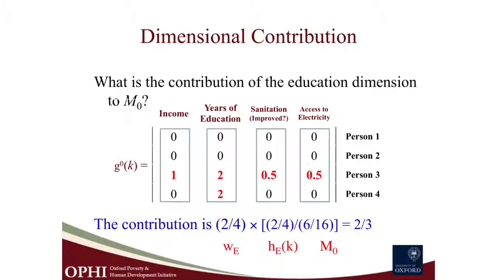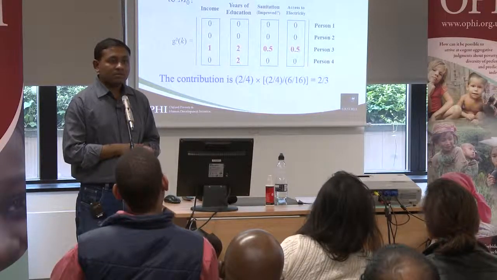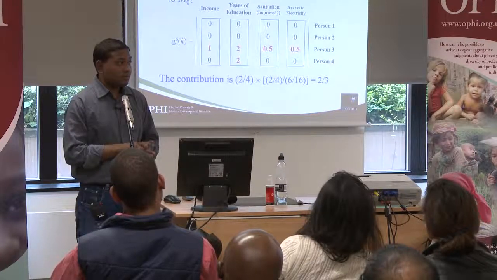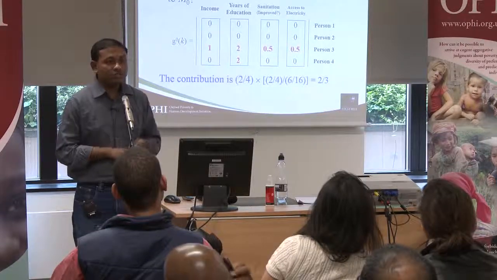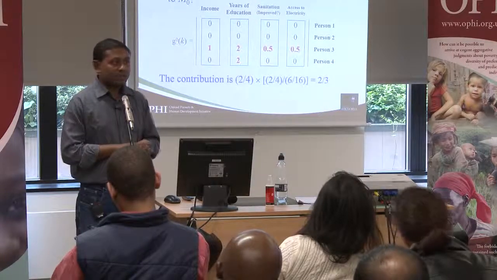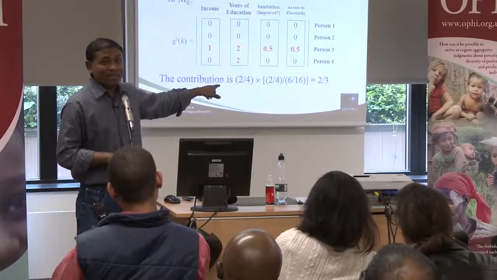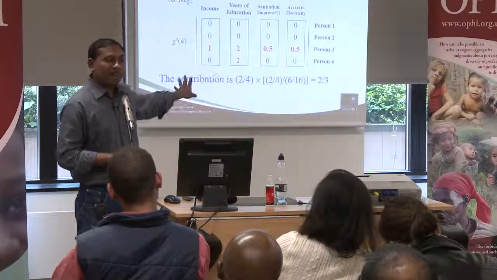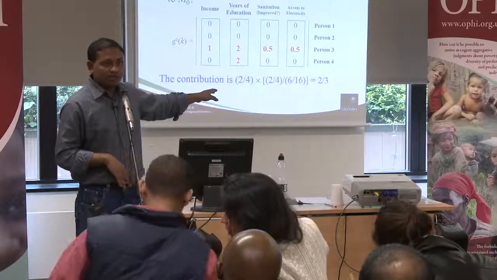Now, if you had equal weight instead of this unequal weight, suppose you have 1, 1, 1, 1, equal weight across all 4 dimensions, what would have been the contribution of the education dimension then? Given that you have the same censored deprivation matrix, because note identification might change in that case, but if you had the same censored deprivation matrix, it would have been 2/6 actually, 1/3.